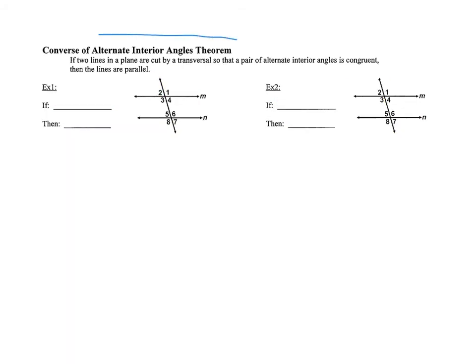And lastly is the converse of the alternate interior angles theorem. It says that if you have a pair of alternate interior angles congruent, then you can conclude that the lines are parallel. So go ahead and mark up those pictures with their red lines.